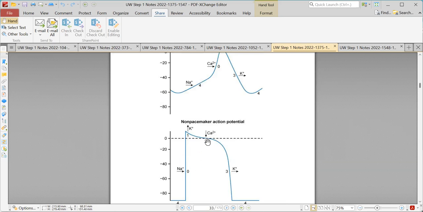Sodium channel blockers will act here. Then potassium channel blockers will act in phase 3, and the calcium channel blockers will act on phase 2.